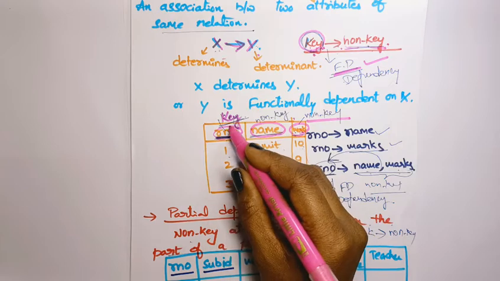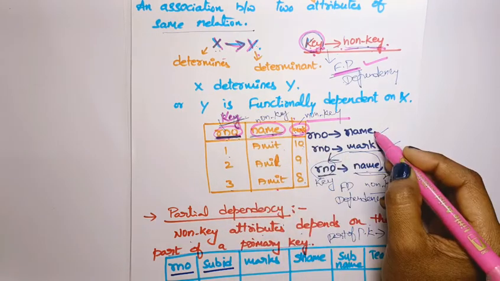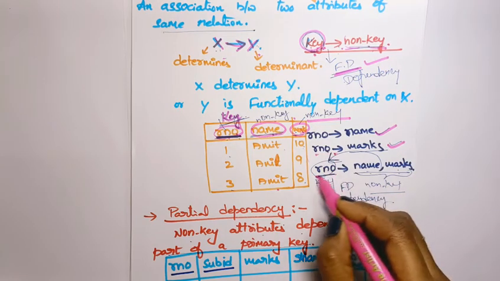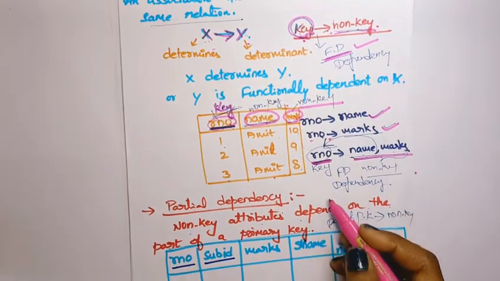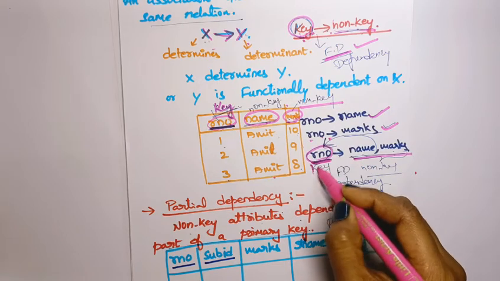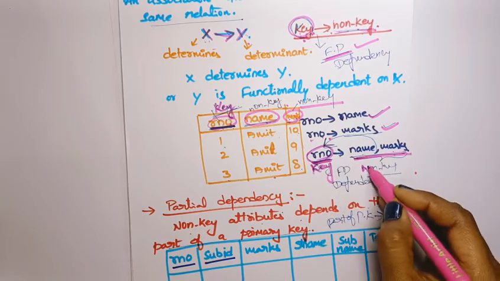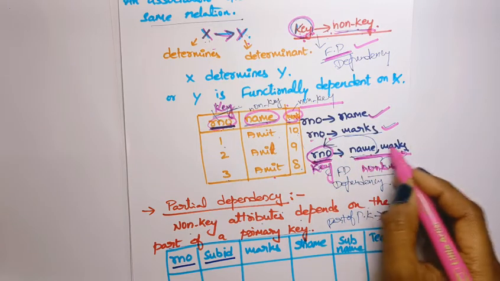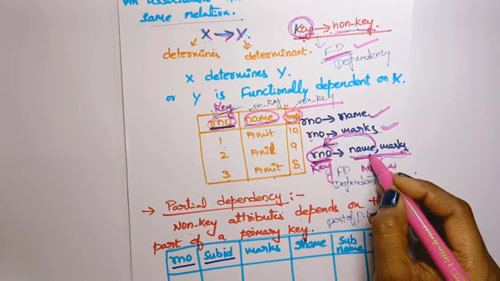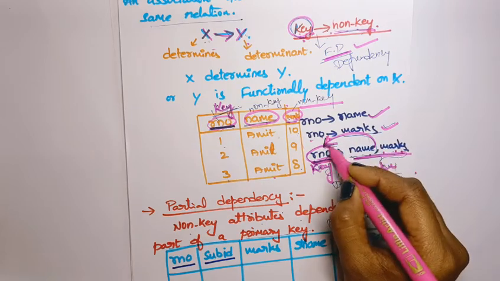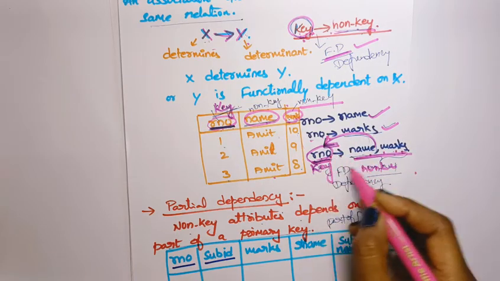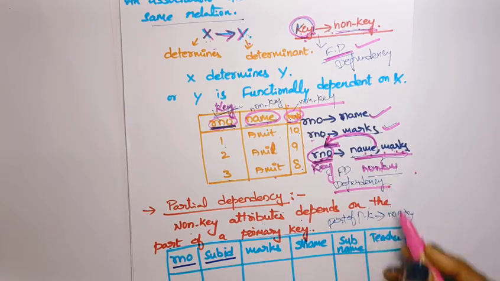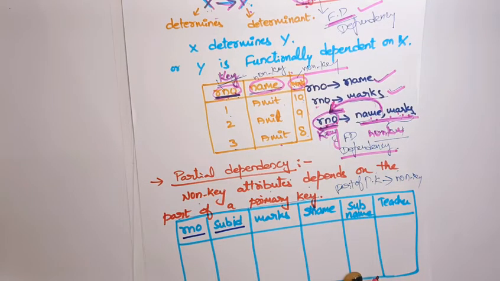So here roll number alone can identify the name of the student. Roll number alone can identify the marks of a student. Roll number alone can identify the name and marks of a student. So here roll number is a key attribute and name and marks are the non-key attributes. Roll number determines name and marks, or you can also say the name and marks of a student can be identified by using the roll number. So here name and marks are fully dependent on the roll number. That is nothing but full dependency or functional dependency.